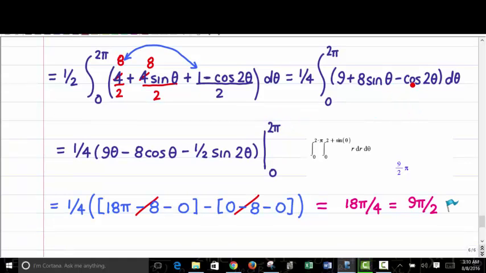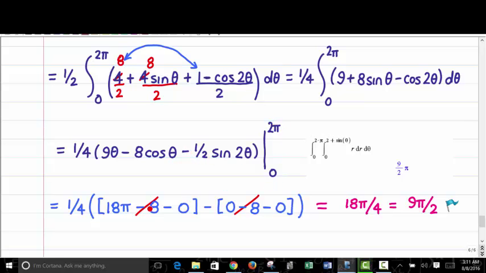And this one, in Cal 2, I always tell people it would be good to know that, or you could, if you didn't want to do u substitution, the antiderivative of cos of 2 theta would be 1/2 sine of 2 theta. So if it was like cos of 6 theta, it would be 1/6 sine of 6 theta. That's always good to kind of know. You don't have to know it, but that way you don't have to work out the integral. So 9 would be 9 theta. Antiderivative of 8 sine theta is negative 8 cos theta, and then minus 1/2 sine 2 theta.